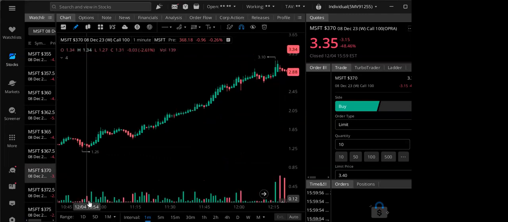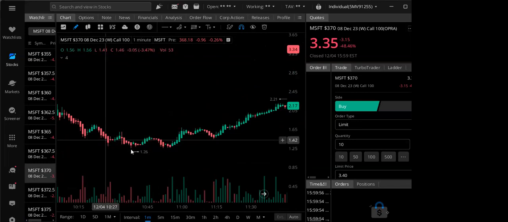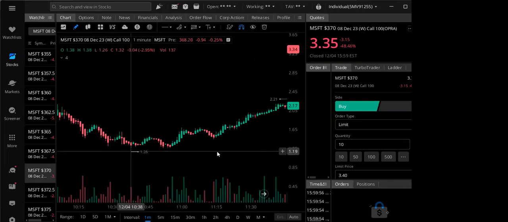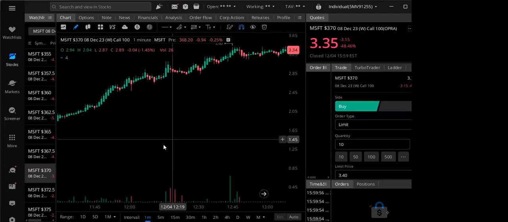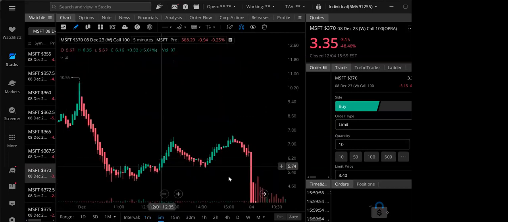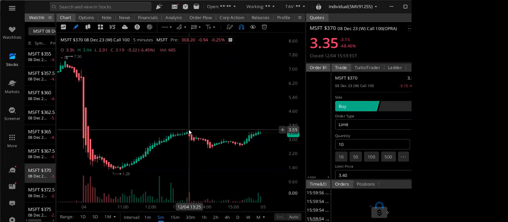Look at this. So that time it was trying to break. You had an opportunity to enter at 126 here. It came back to the same 126. From 126, it went all the way to 340. $126 to 340.